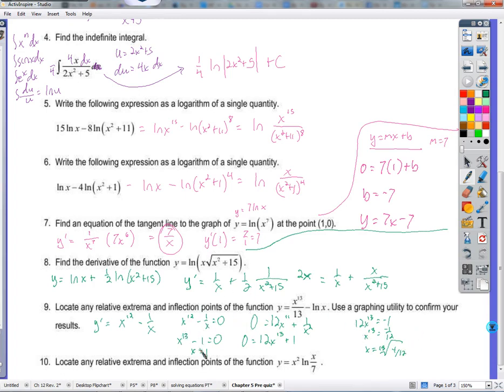Okay, so at 1, what is the second derivative doing? 12x to the 11th plus 1 over x squared. Is it positive or negative? If it's positive, it's concave up, and therefore this is a minimum. If it's negative, it's concave down, and therefore this is a maximum. Plugging in 1, we find 12 times 1, so 12 plus 1 is 13. So it's positive, it's concave up, so this is a minimum. All right, we have a point of inflection possibly at the 13th root of negative 1/12.